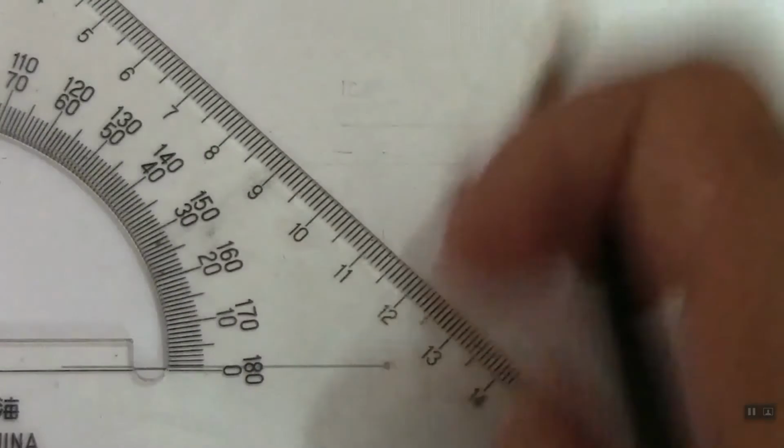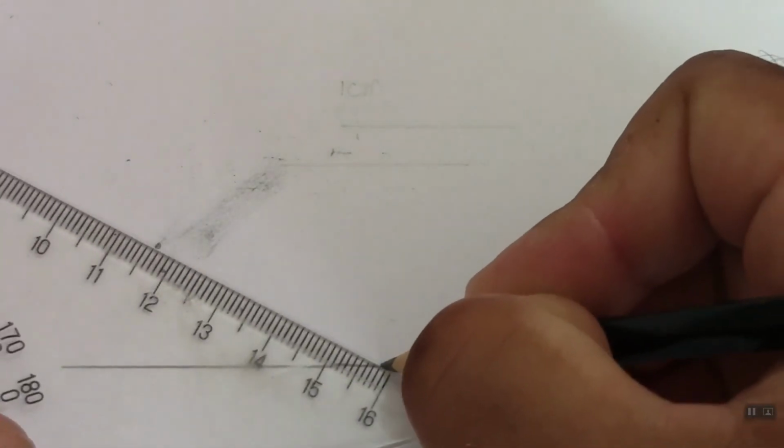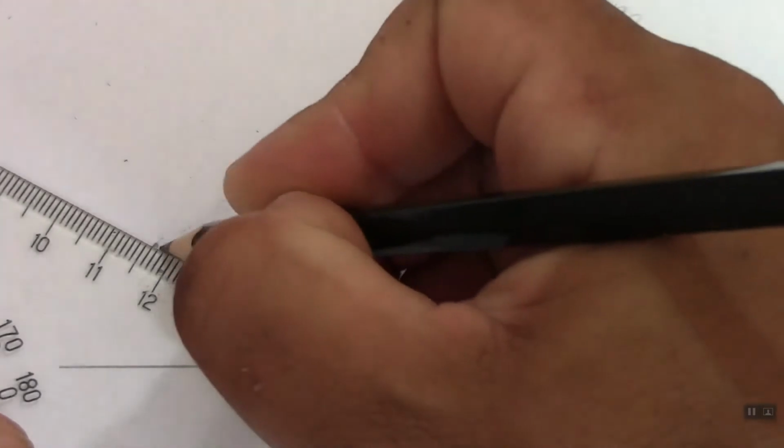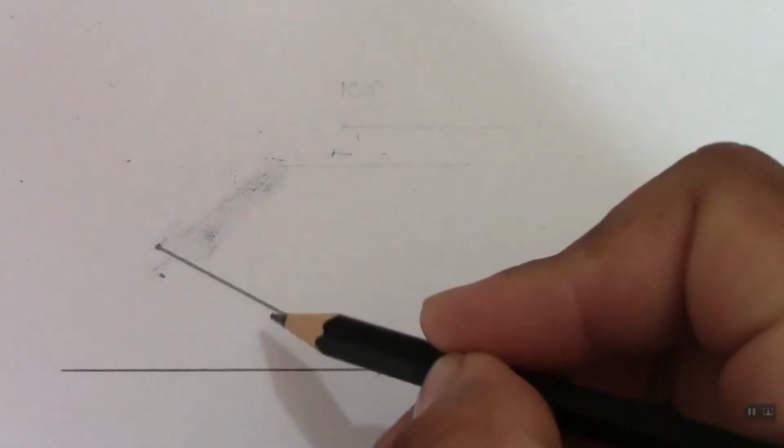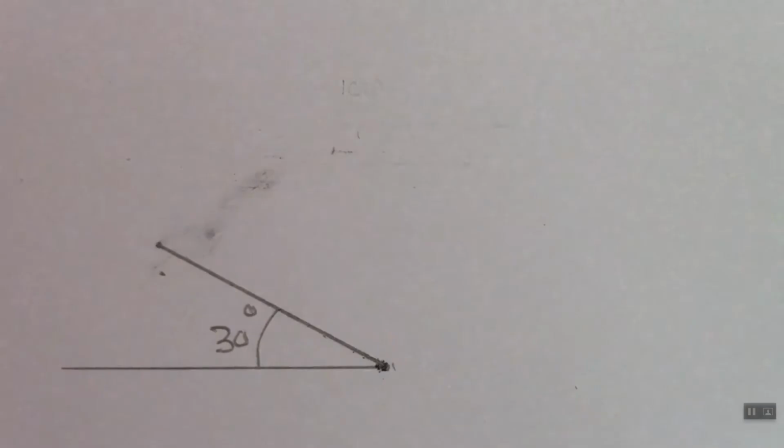Okay, this is the line, so I can draw from this point to this point. I draw a line, so this makes an angle of 30 degrees.